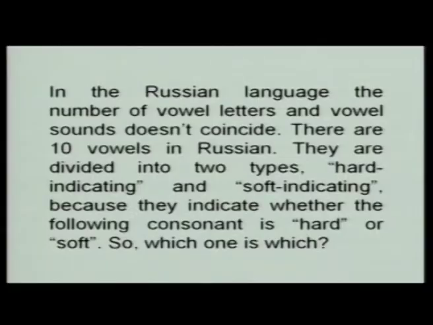Dear learners, in the Russian language the number of vowel letters and vowel sounds does not coincide. There are 10 vowels in Russian, and they are divided into two types: hard indicating and soft indicating, because they indicate whether the following consonant is hard or soft. So, which one is which? Let us find out.